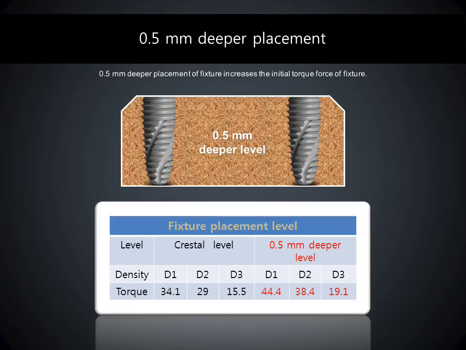In test bone blocks of various densities, the 0.5 mm deeper placement increases torque force by 10 Newton-centimeter in the dense D1 block, 9 Newton-centimeter in the medium D2 block, and 4 Newton-centimeter in the soaked D3 block.